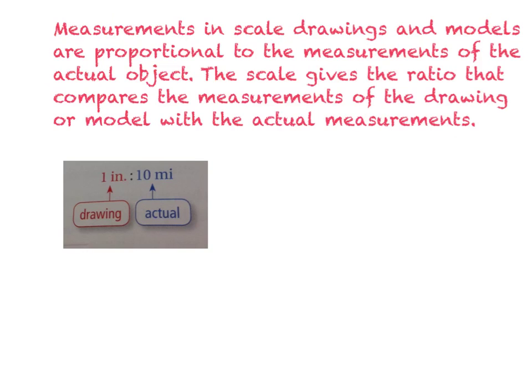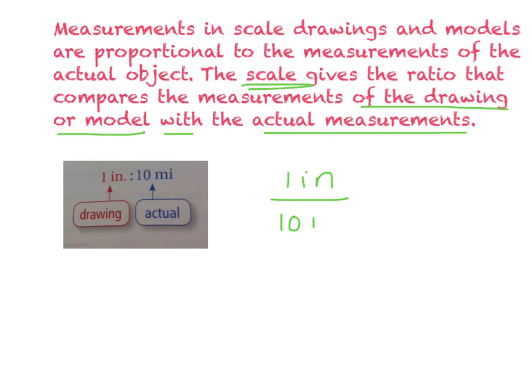Measurements in scale drawings and models are proportional to the measurements of the actual object. The scale gives the ratio that compares the measurements of the drawing or model with the actual measurements. So you're comparing the measurements of the drawing or model with the actual measurements. So here we have a proportion that 1 inch is equivalent to 10 miles. You can also write this like this, 1 inch over 10 miles.